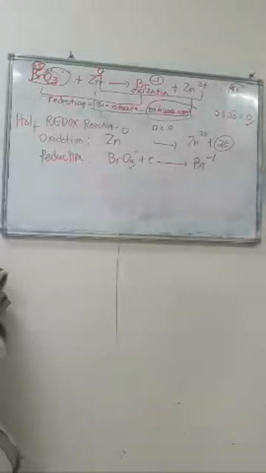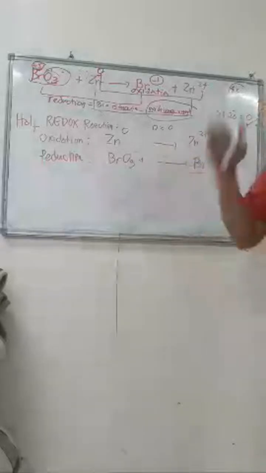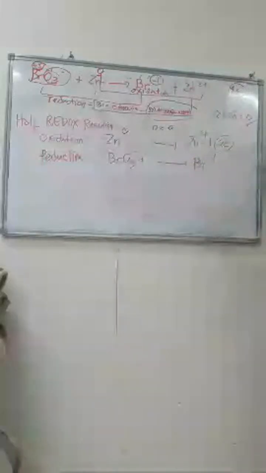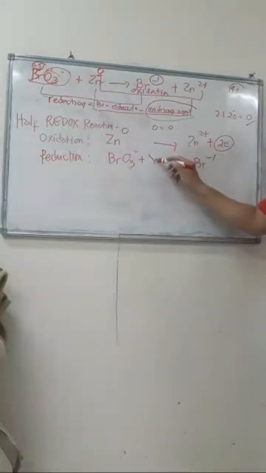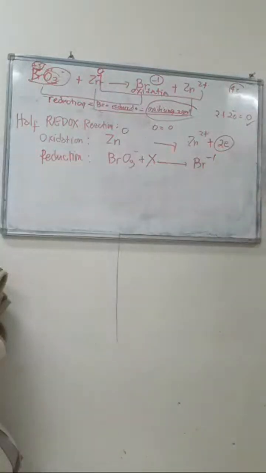How can you do that? I am a fan of algebraic expressions as usual. I will always use an algebraic equation, letting x and y be the unknowns. So let x be the number of electrons in your reduction. So bromate plus x electrons will yield bromide negative 1.